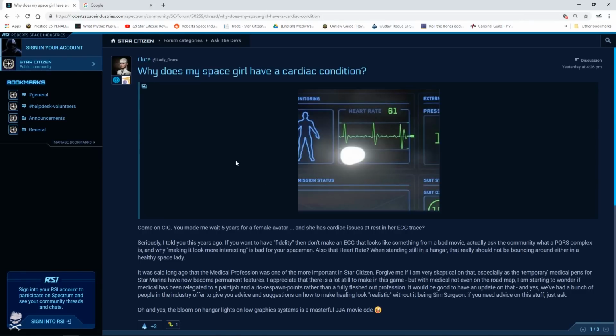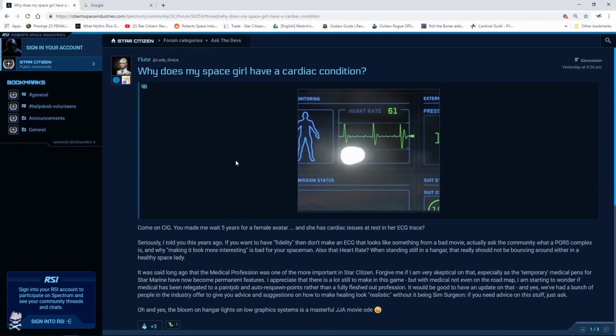Why does my space girl have a cardiac condition? Flute asks. Come on, CIG. You made me wait 5 years for a female avatar, and she has cardiac issues at rest in her ECG trace. So the ECG trace, it's meant to kind of be a little bit immersive, but it's not meant to be real. It's more a reflection of your character at rest, your character winded, your character under heavy physical stress and having to run around and do all these different things.